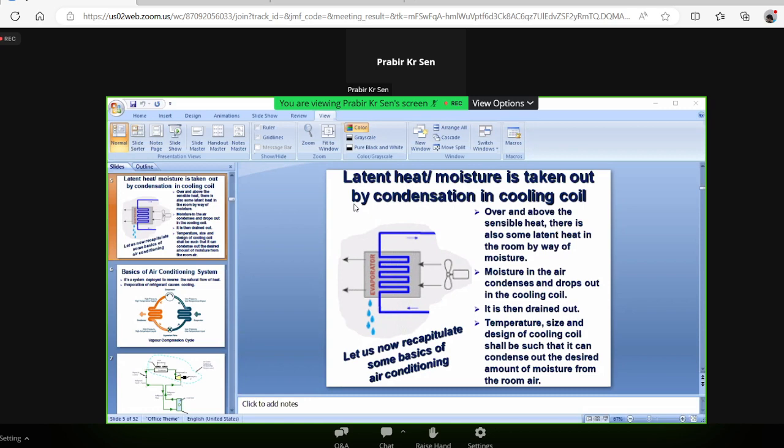Can you see the screen now? The screen is visible, sir. But which slide can you see? Can you see the cooling coil slide? Yes, we are on slide 5, sir. That is the cooling coil and the condensation, right? Yes, sir.